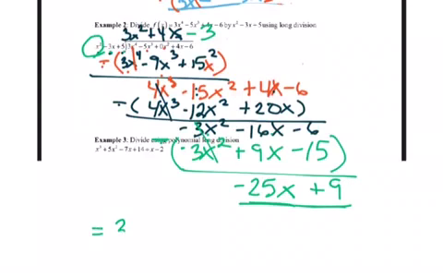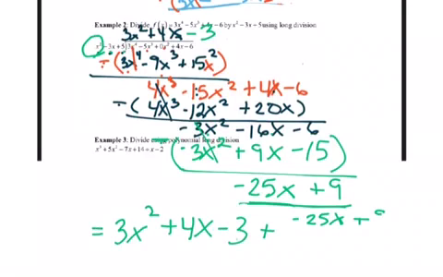So my solution is 3x squared plus 4x minus 3, and then plus negative 25x plus 9 over what I divided by. So I divided by x squared minus 3x plus 5.